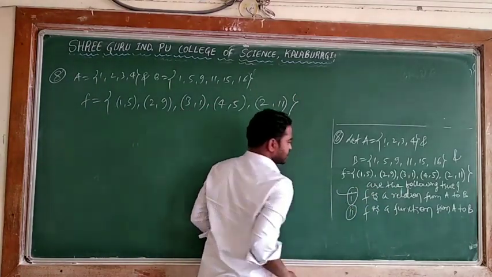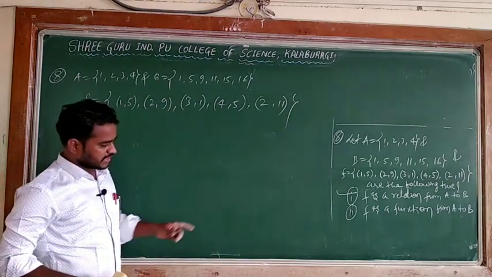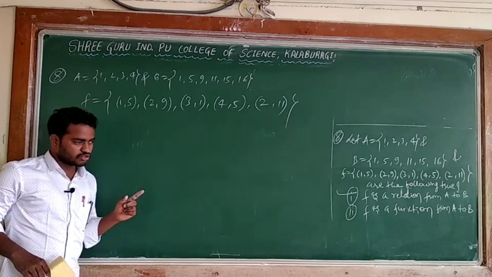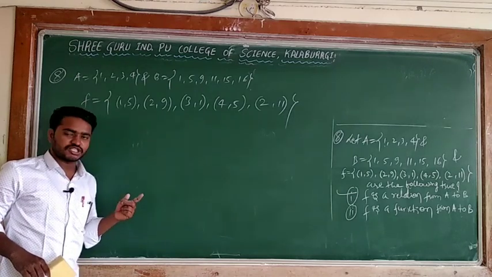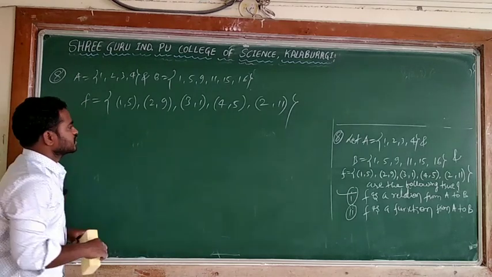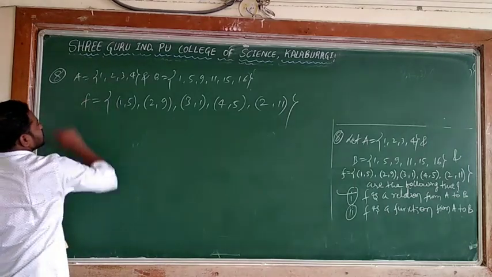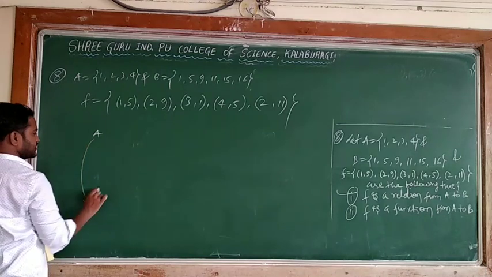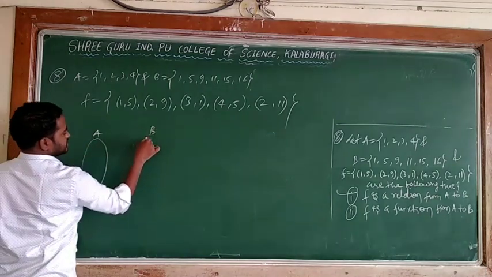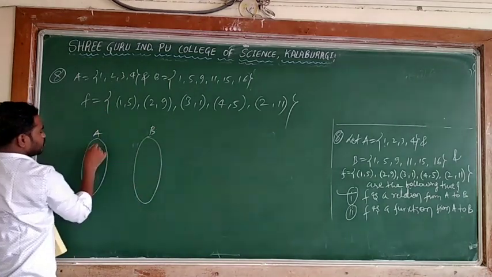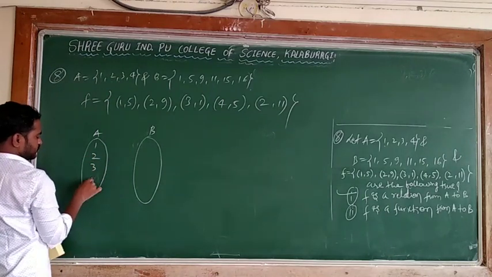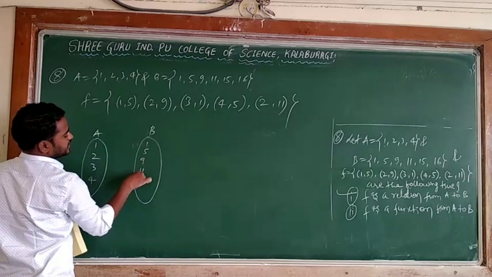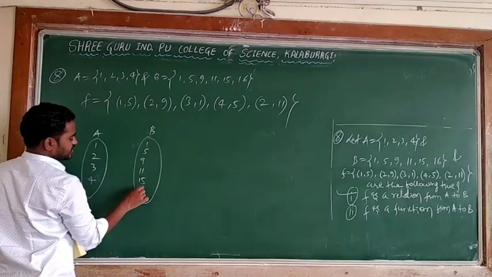First one, f is a relation from A to B. And second one, f is a function from A to B. If you want to say any relation is a function, the condition is that every element of the domain has a unique image. According to this, set A is 1, 2, 3, 4, and set B is 1, 5, 9, 11, 15, 16.